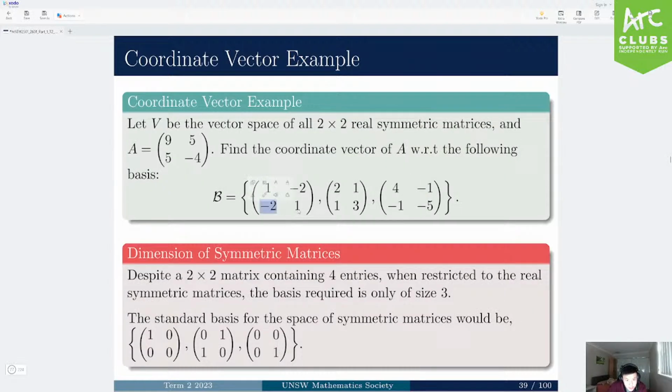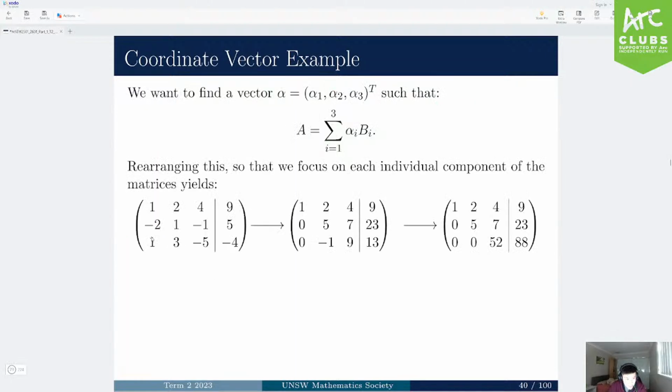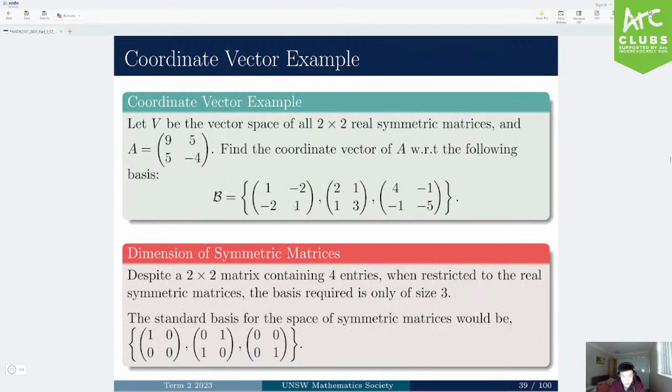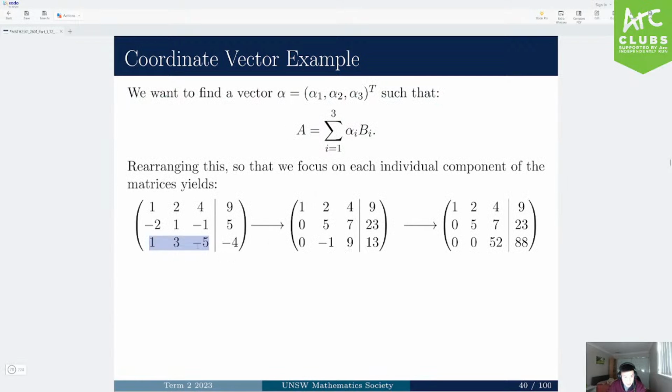Notice that minus 2, 1, and minus 1, that's the exact same. So if we were to write another row, minus 2, 1, minus 1, that would just be redundant because we can just remove that row entirely because it's the same as the second row. Okay? And notice that our last row, 1, 3, and minus 5, that is the bottom row over here. Okay. So if we were to row reduce this, we would get this sort of thing over here, which we can easily solve for alpha 1, alpha 2, and alpha 3. Okay?